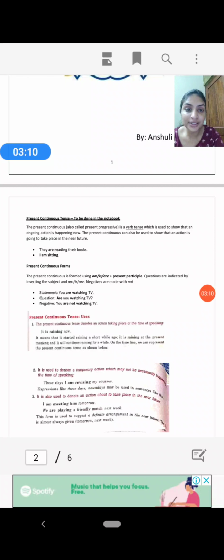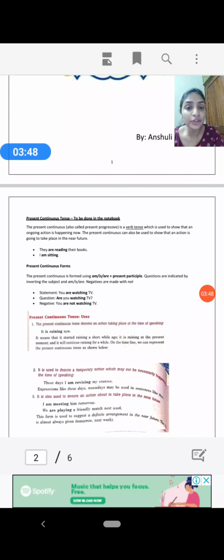For example, the first example is a statement: You are watching TV. It is a simple present continuous tense example. To convert it into a question, you invert the subject and are: Are you watching TV? So it becomes an interrogative sentence. Then the negative sentence: You are not watching TV. You just have added not to it and it becomes a negative sentence.